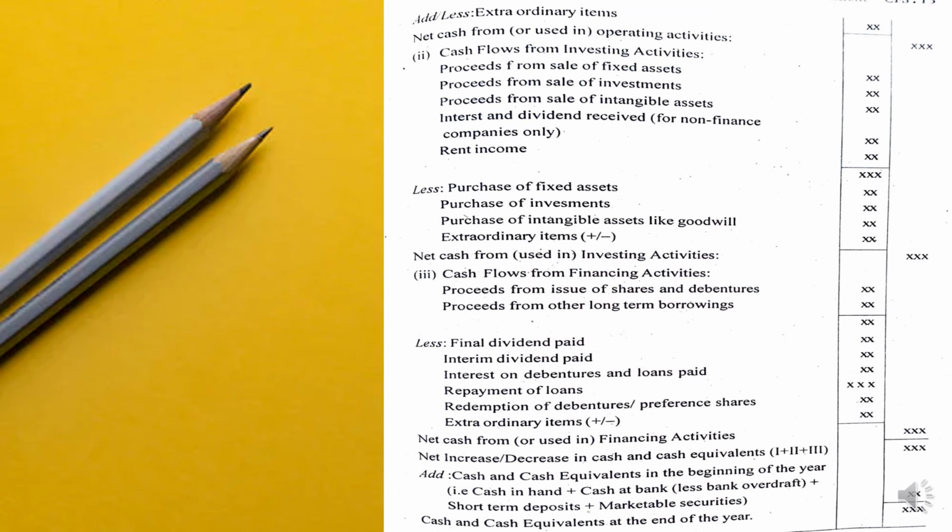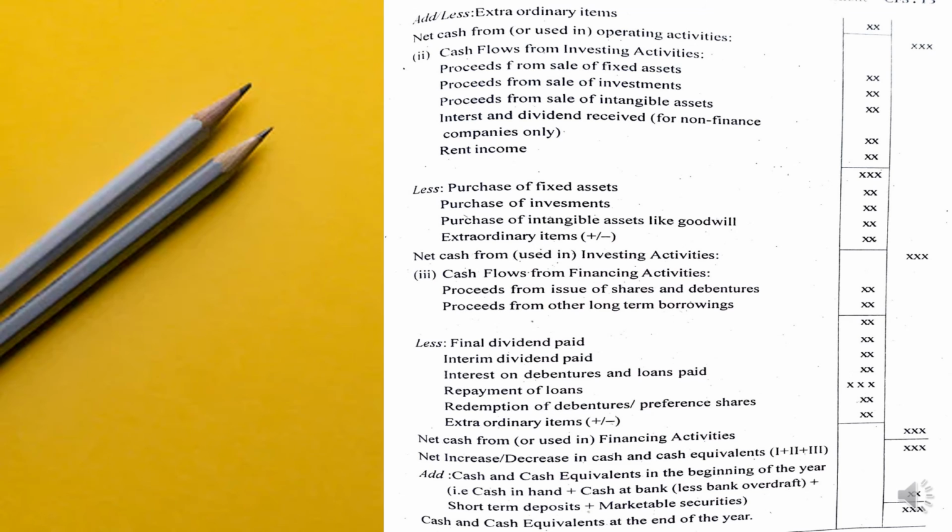And again you will be continuing with the next slide of less or add extraordinary items. So if you have any extraordinary items which have to be added or deducted, it should be done here. And after that you will be having net cash from operating activities. Again you will be having cash flow from investing activities. This should be shown here, that is you will be adding this, and after that you will be deducting purchase of fixed assets, purchase of investments, purchase of intangible assets like goodwill or extraordinary items.